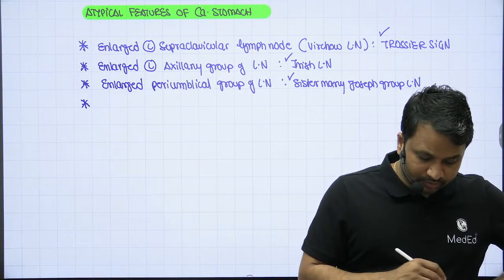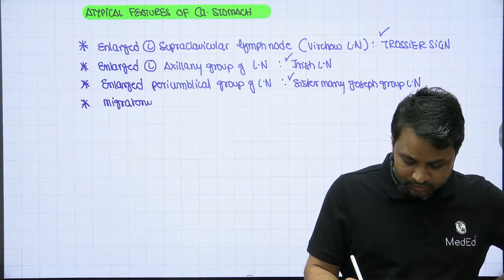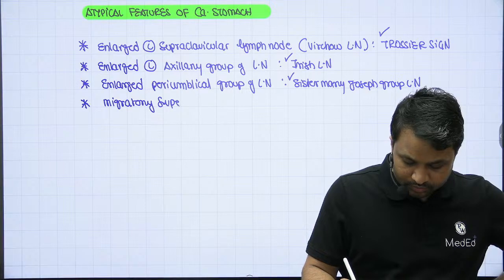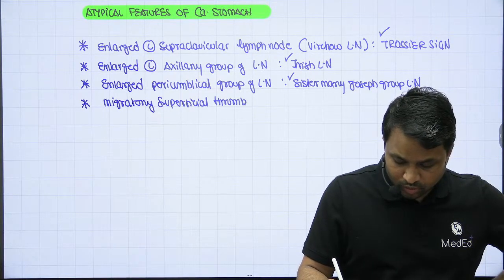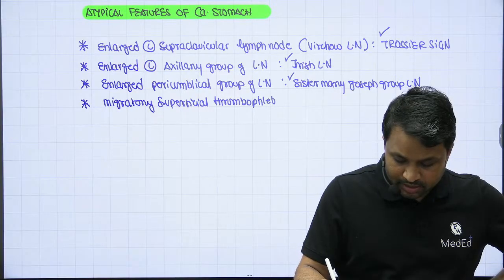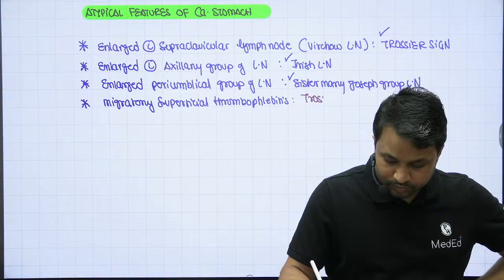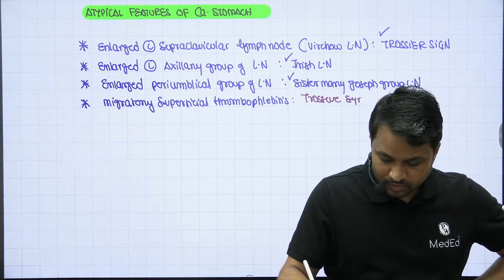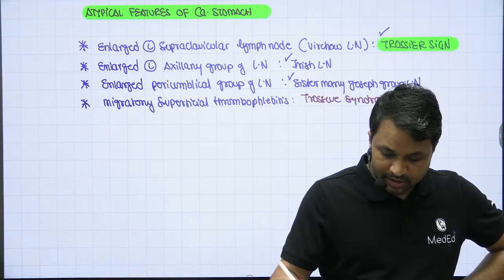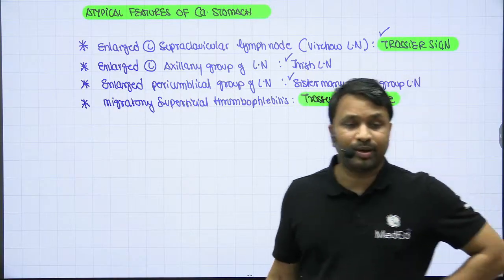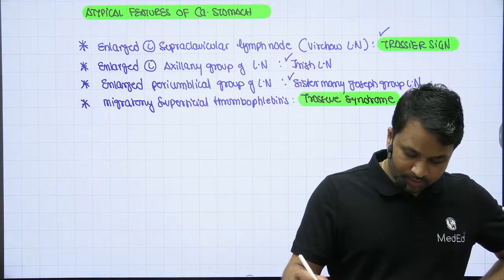Now, apart from that, it can also be associated with migratory superficial thrombophlebitis, and this is what we call the Trousseau syndrome. See, enlarged lymph node is what we call the Troisier sign, and migratory superficial thrombophlebitis is what you call the Trousseau syndrome, right? This is what we call the Trousseau syndrome.